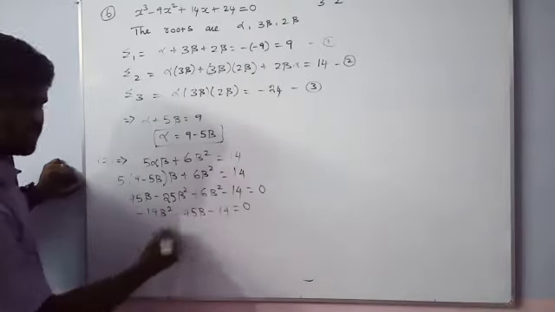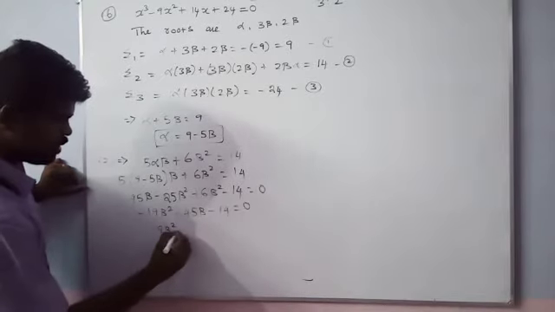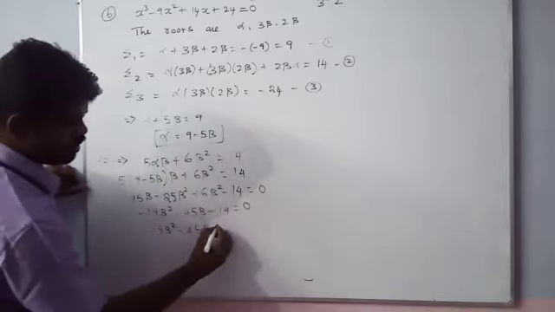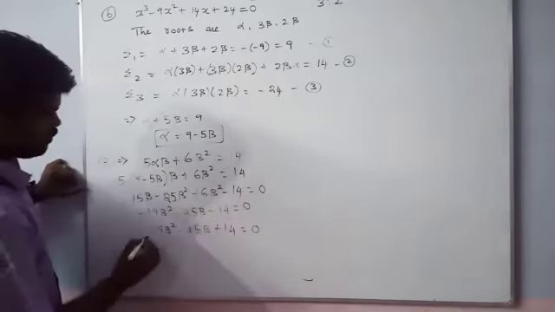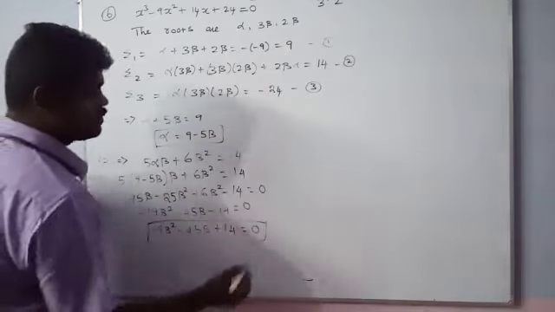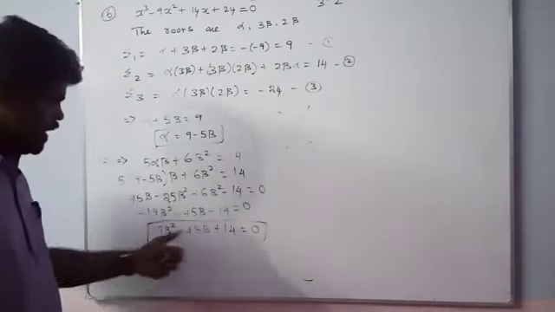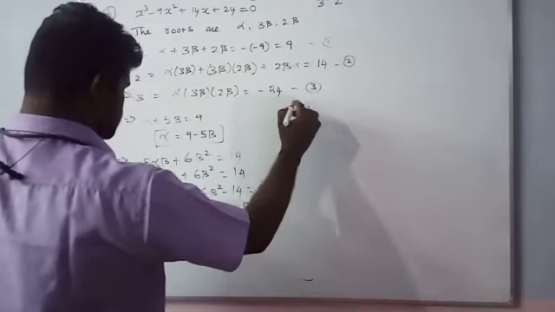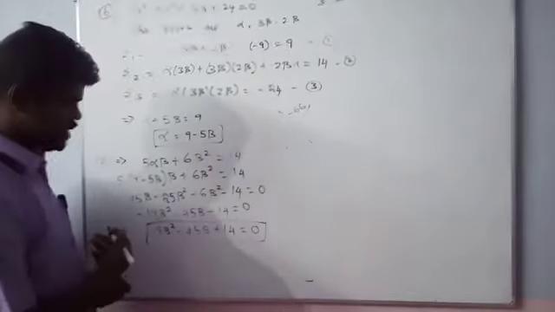Now multiply by minus on both sides. 19 beta square minus 45 beta plus 14 equal to 0. This is the quadratic equation. What are the factors? Multiply 19 into 14. 19 into 14 is 266.